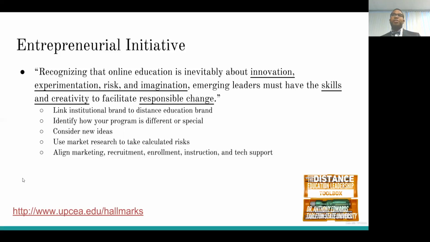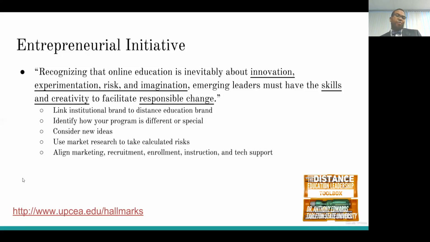Some examples of ways you can have entrepreneurial initiative would be to link your institutional brand to your distance education brand. Sometimes it's easy as a department to go and do your own thing, and that can work for a while, but at the same time, you have to figure out how to connect and find the pieces of the institutional brand that fit with the department brand so that you're staying on message. And if you stay on message, then those people outside your department are more likely to support what you're doing.